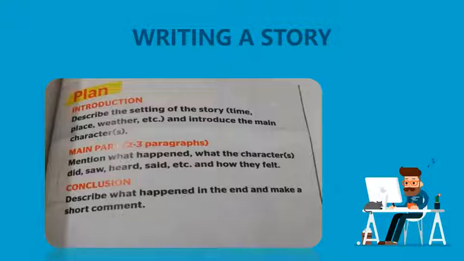In the introduction, you are going to describe the setting of the story, the time, the place, the weather, and introduce the main characters. The main part consists of two up to three paragraphs and mentions what happened, what the characters did, saw, heard, said, and how they felt. And in the conclusion, you have to describe what happened in the end and make a short comment or a short opinion.